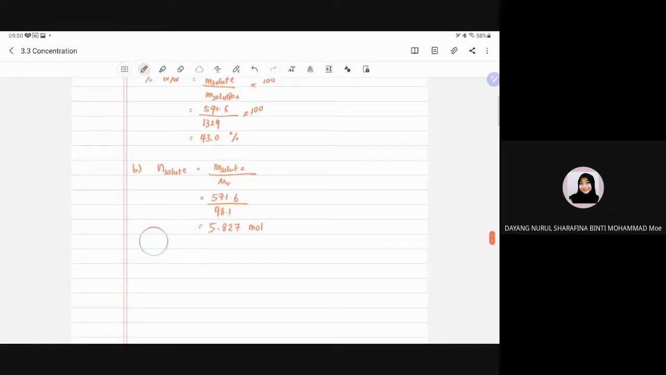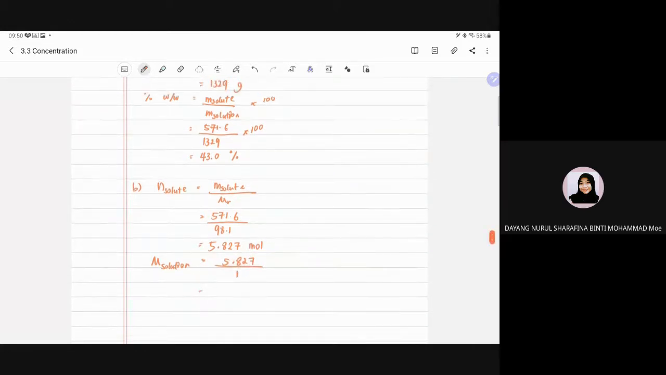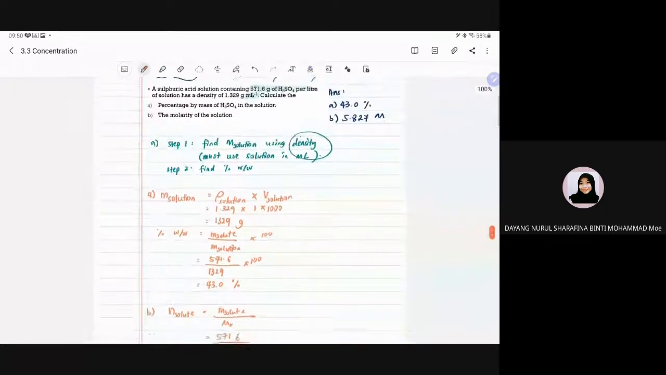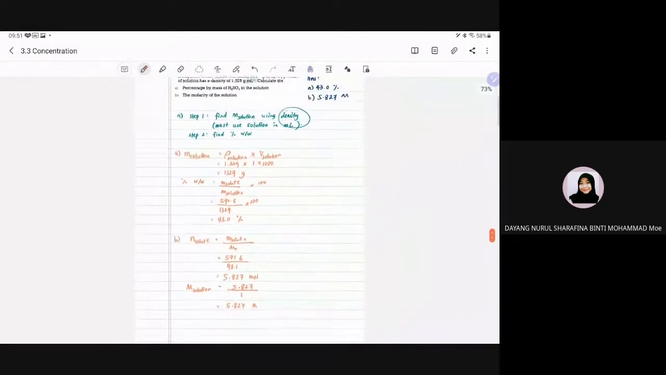Molarity dia. So, M sama dengan 5.827 bahagi volume dia 1 liter. Kita akan dapat 5.827 mol per liter lah. Dapatlah jawapan dia. That would be the final answer.